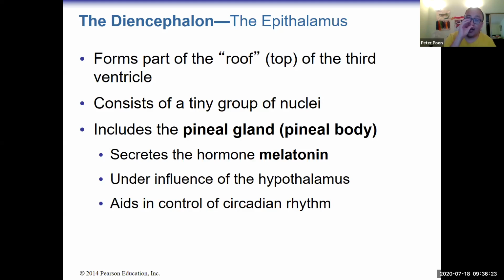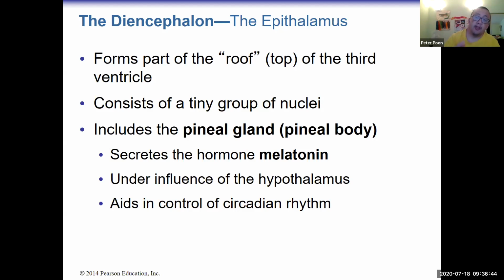The rest of the diencephalon is the epithalamus. The epithalamus is a really small thing. It contains basically one thing, which is the pineal gland. The pineal gland secretes the hormone melatonin, under the influence of the hypothalamus. Therefore, it is in control of your circadian rhythm.